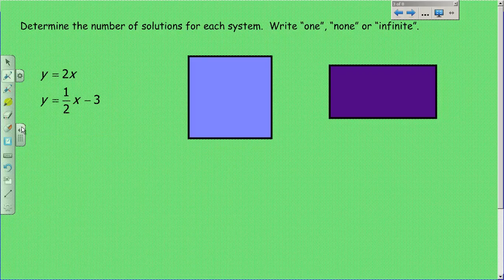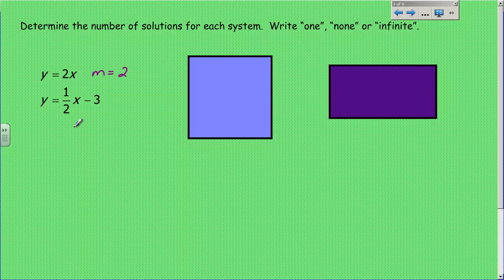Both of these equations are solved for y already, which makes this really easy. If they aren't solved for y, you have to do that first. But these are already solved for y. So in order to determine if they have one, none, or infinite solutions, I'm going to look at the slope. So for this first equation right here, y equals 2x, the slope is 2 because that's the number in front of the x. For this equation, y equals 1/2 x minus 3, the slope is 1/2.